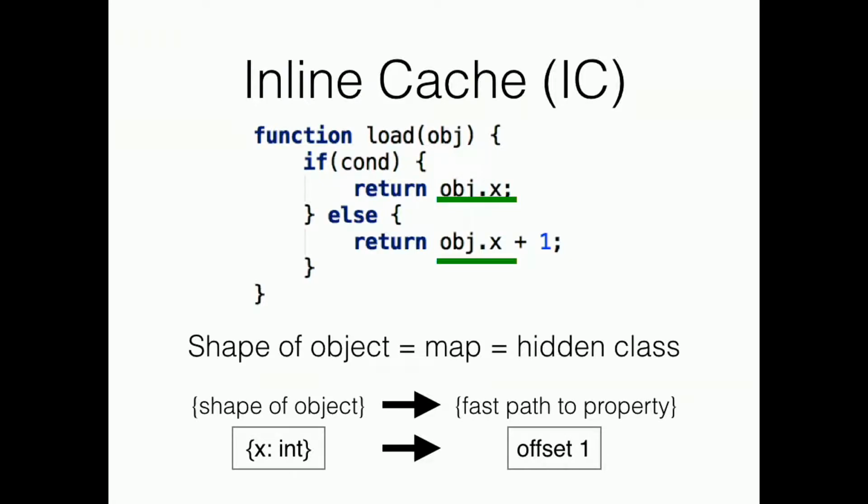And we store in these inline caches, the keys are shapes of objects, and then the values are like shortcuts to get these properties.